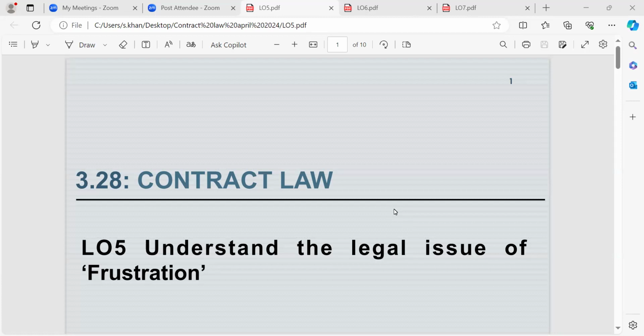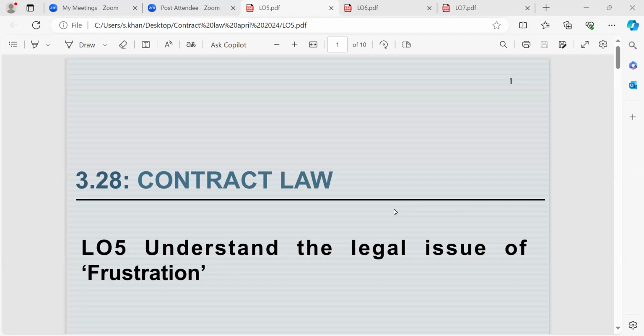Before I go on to learning outcome 5, I'm going to give you a brief summary of what we did in learning outcome 4, which was to understand the legal issues of misrepresentation and mistake. We looked at when misrepresentation occurs, and it's when one party provides misleading information that influences the other party's decision-making process, causing them to enter into a contract they would not have otherwise agreed.